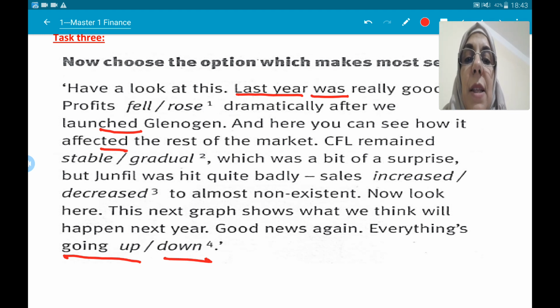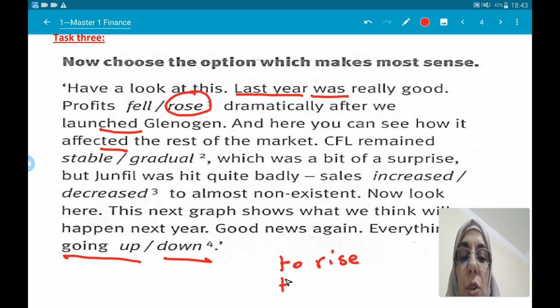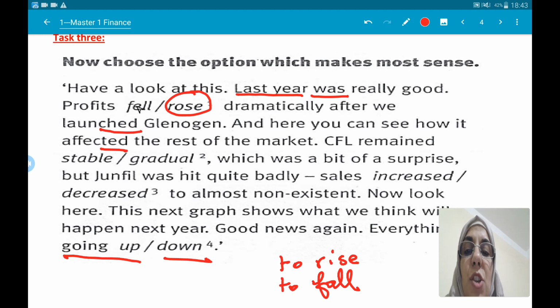Have a look at this. Last year was really good. Profits fell or rose dramatically after we launched Glenogen. So look, the year was really good. So it means it's something positive. Certainly it is the verb rose and not fell. So rose is the irregular past of to rise. Fell is to fall. Rose dramatically after we launched Glenogen.